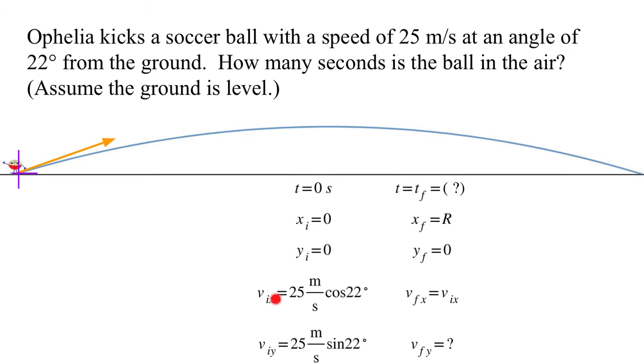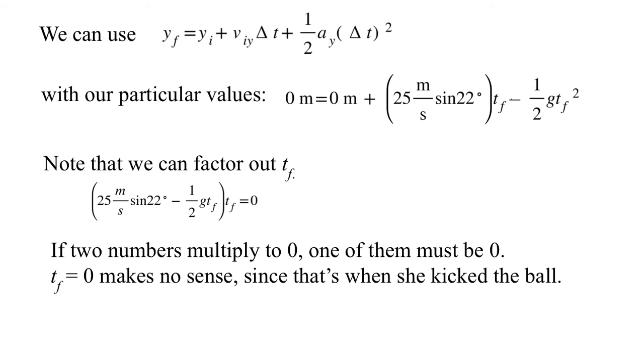We can also find her horizontal and vertical components of the initial velocity. And we know that there's no acceleration in the horizontal, so Vfx is going to be the same as Vix. We don't know Vfy yet. So we can use the constant acceleration equation that relates position to time squared, which is this one, yf equals yi plus viy delta t plus half ay delta t squared. And we can put in our particular values.